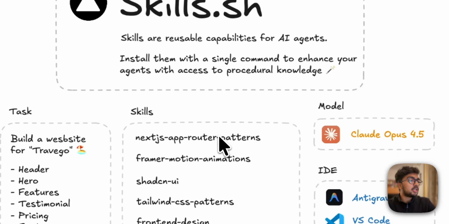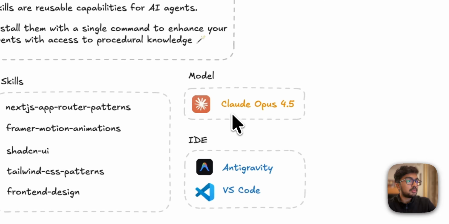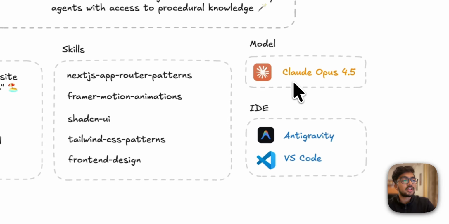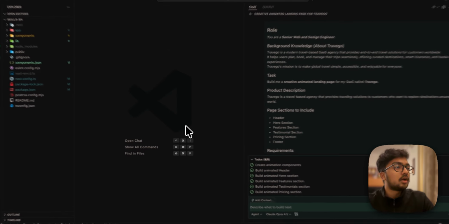A couple of skills that we'll be using in this demo are Next.js app router patterns, Framer Motion animations, shadcn, Tailwind, and front-end design. I'll be using the same model in both cases, when I'm using the skills and when I'm not using the skills, which is Claude Opus 4.5. And I'll be using Antigravity and VS Code for the demonstration. So let's first take a look at when we don't use skills and what happens.